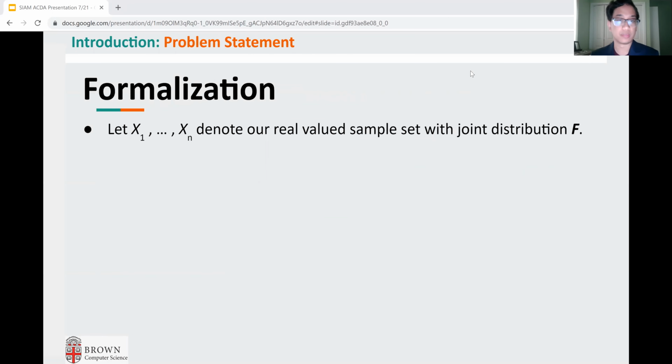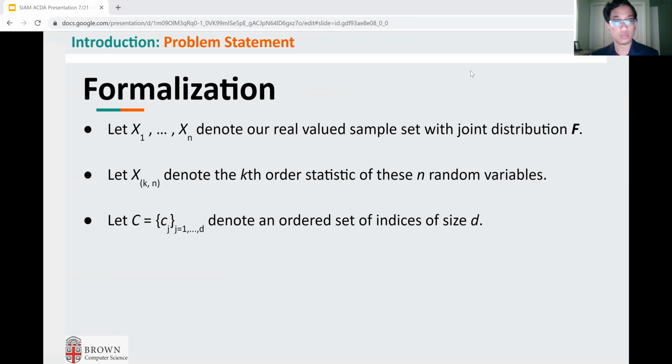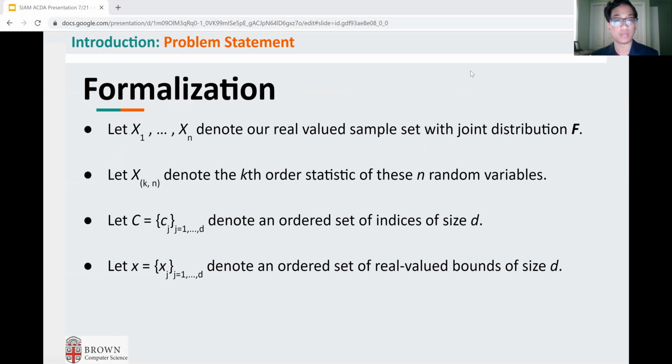To do that, we'll need a bit of notation. So let X sub 1 through X sub n denote random variables distributed according to joint distribution F. And we let X sub k comma n denote the kth order statistic. We additionally have an index set C of size d, which contains the indices of the order statistics we wish to compute the joint CDF of at our bounds, small x. So the problem is then to compute the probability that for all j in 1 through d, the C sub jth order statistic is at most small x.